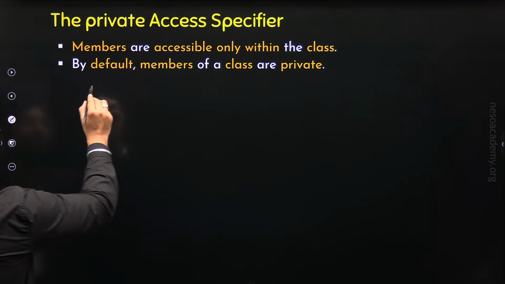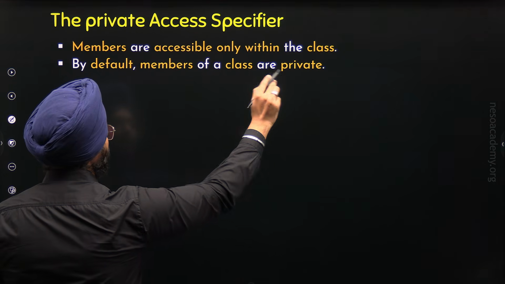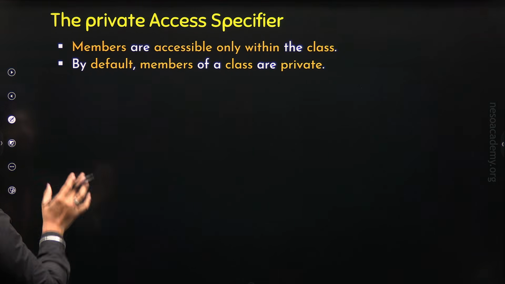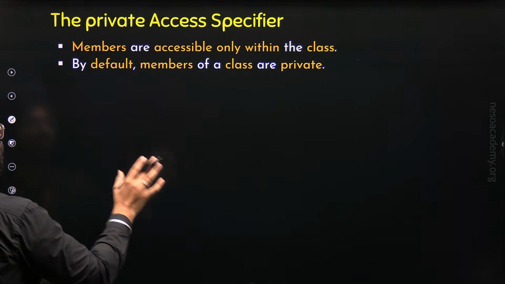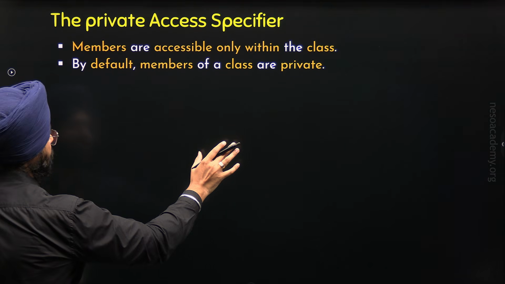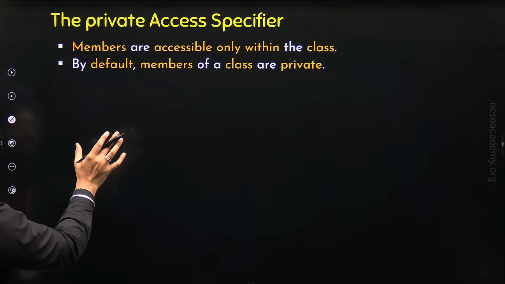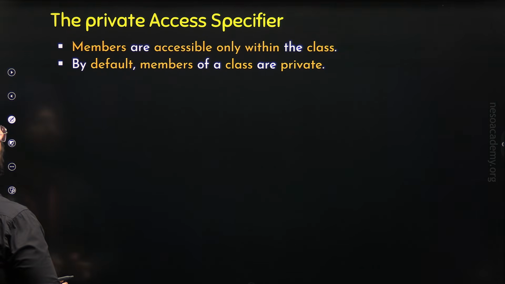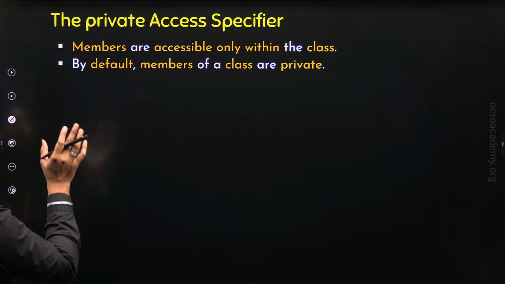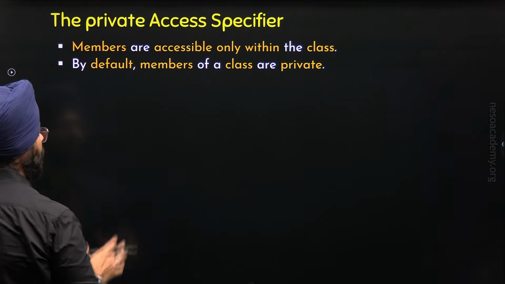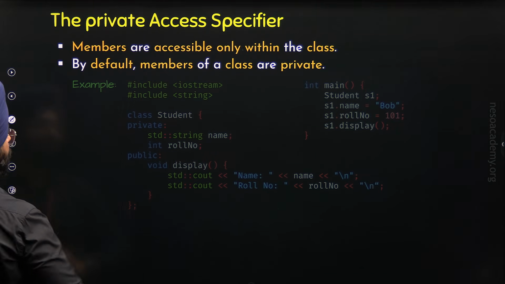Also, by default, members of a class are private. If we do not specify the private keyword, then the members are treated as private. I hope this is clear. Now, let's take one example program to properly understand how to use the private access specifier in C++ programs.